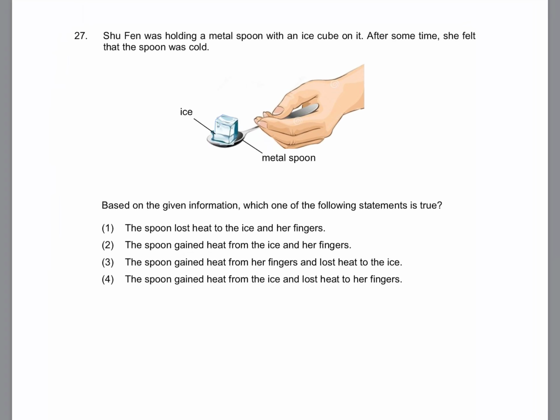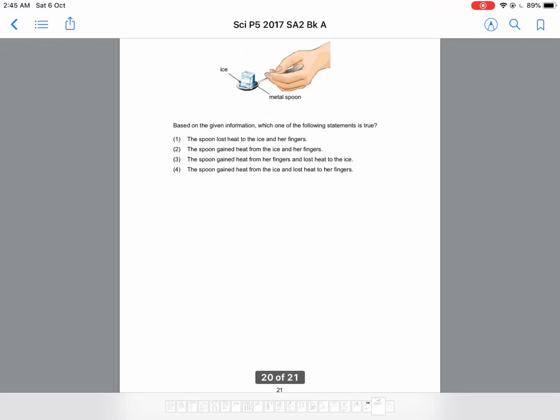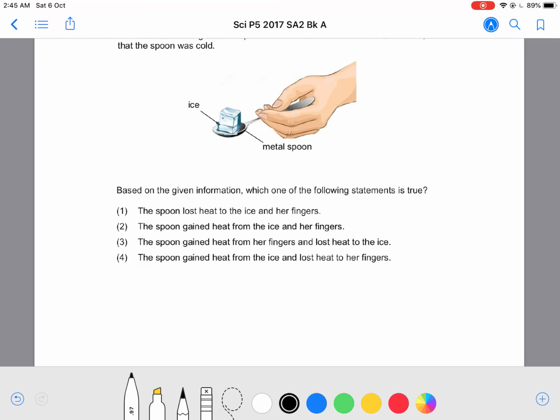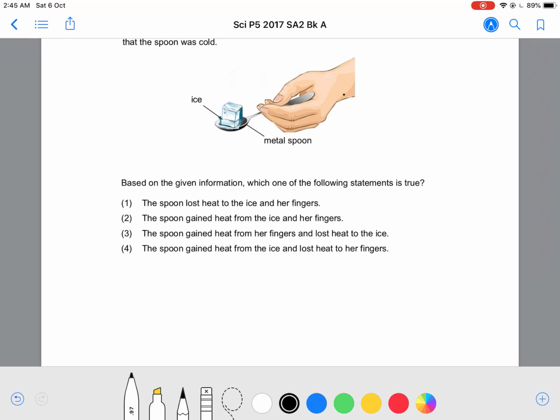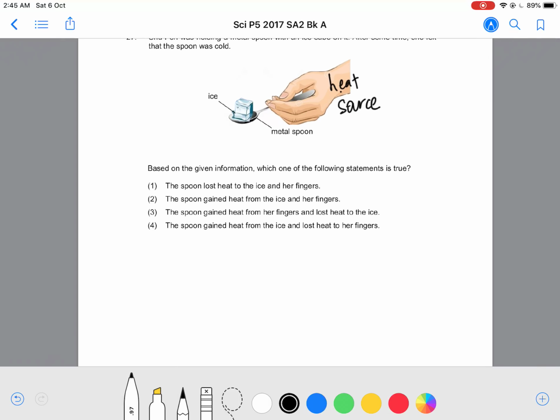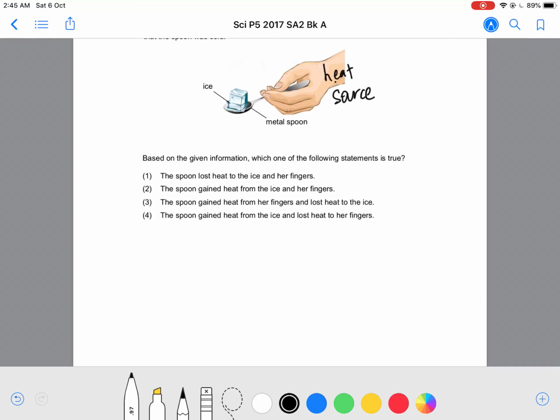Okay, question 27. This lady is holding on to a spoon. So you already know where the heat source is coming from, right? This is the heat source. And also, sometimes she felt that the spoon was getting cold. Which of the following is true?